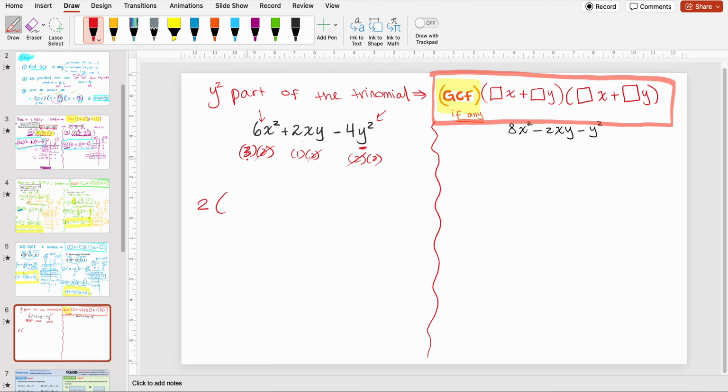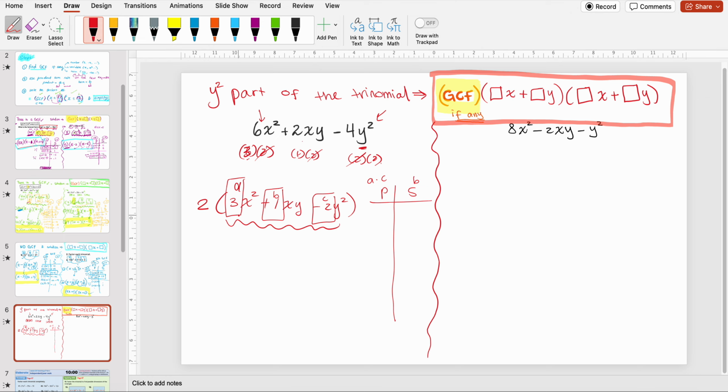Take the 2 out. I have 3x squared, 1xy, negative 2y squared. Your new equation, you're going to work on it. This is your A, this is your B, and this is your C. Now use the product-sum table. The product should be A times C, the sum should be B. A times C is 3 times negative 2, it's negative 6. B is positive 1. So what are the factors of 6?